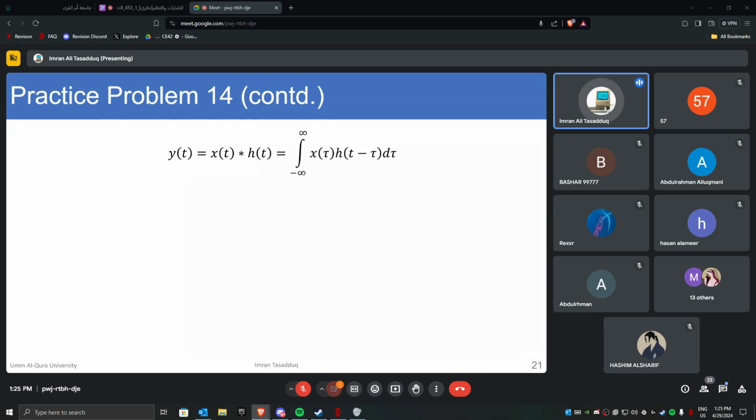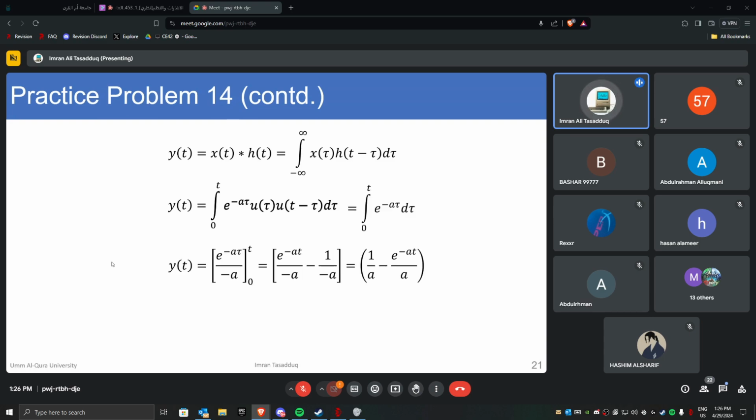All right, so last time we started the convolution for continuous time signals. And we solved a problem also, if you recall. This was the problem that we solved, and this was the answer.